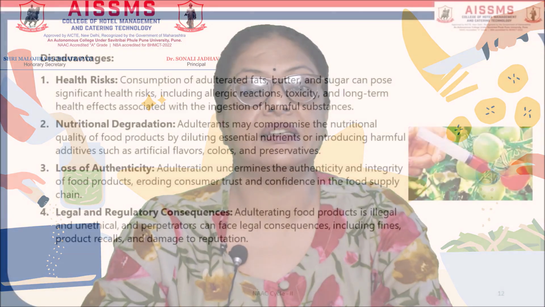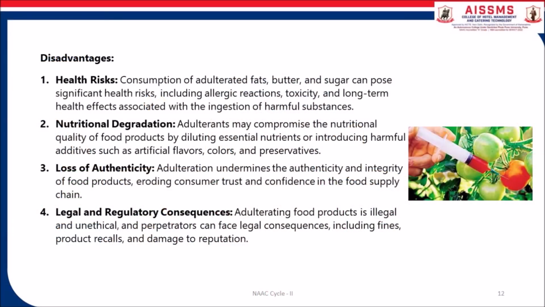Number 1, health risk. Consumption of adulterated fats, butter and sugar can pose a serious health risk, including allergic reactions, toxicity and long-term health effects associated with ingestion of harmful substances. Number 2, nutritional degradation. Adulterants may compromise the nutritional quality of food products by diluting essential nutrients or introducing harmful additives such as artificial flavors, colors and preservatives.